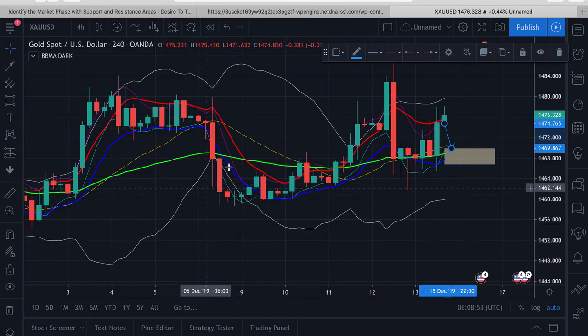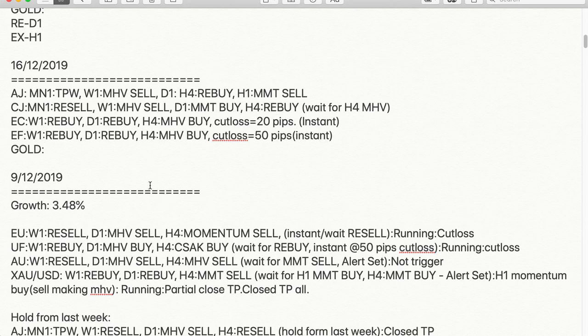Okay, so that's it for gold. Weekly is rebuy, a buy setup, and then D1 is rebuy also. Then H4 is rebuy, but wait for pullback to MA5 10 low for entry.